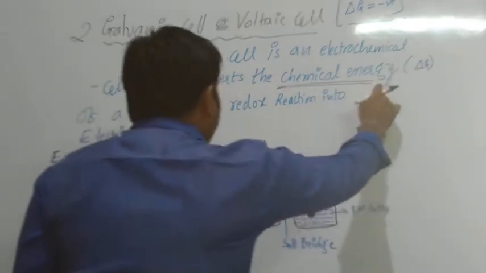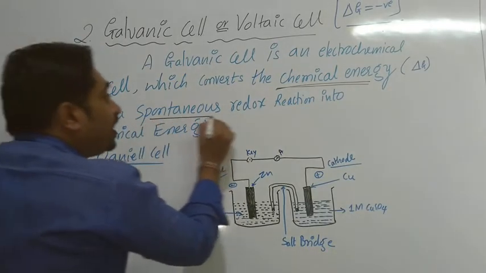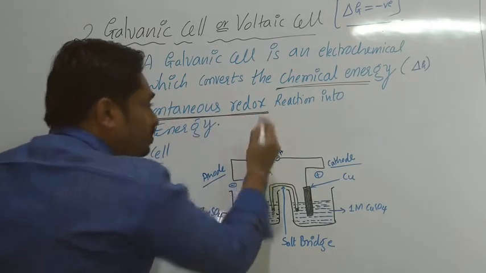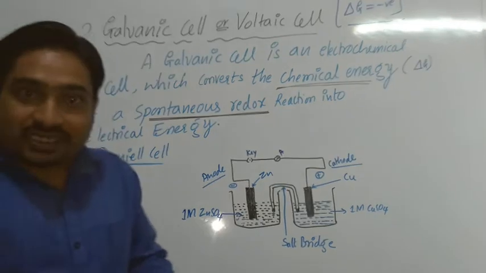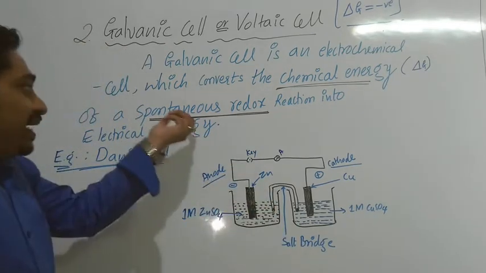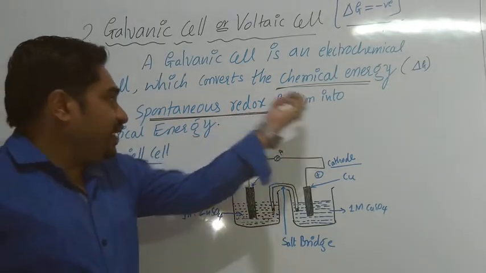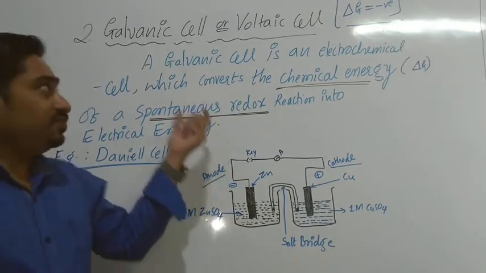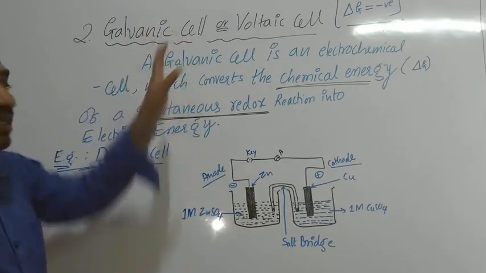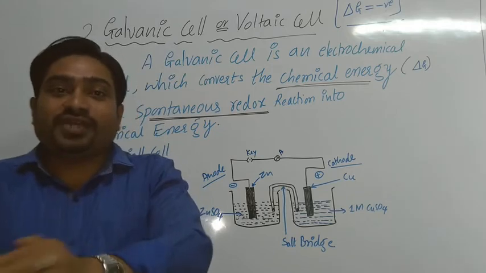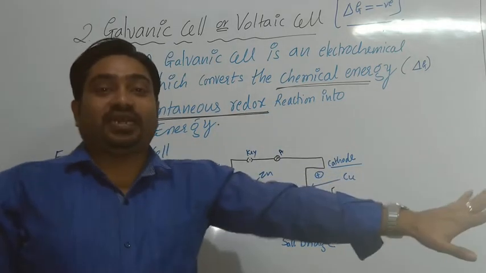So the chemical energy of a spontaneous redox reaction, spontaneous meaning the reaction which takes place on its own, is converted into electrical energy. Simply, a galvanic cell converts the chemical energy of a chemical reaction into electrical energy.